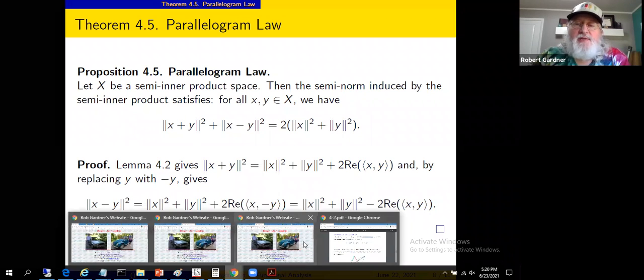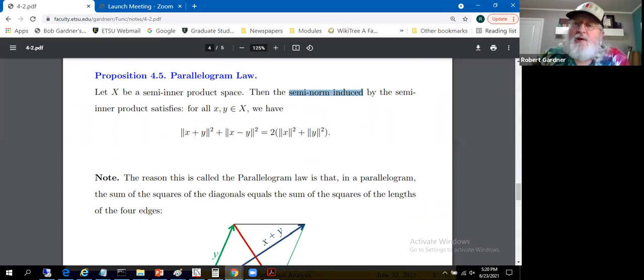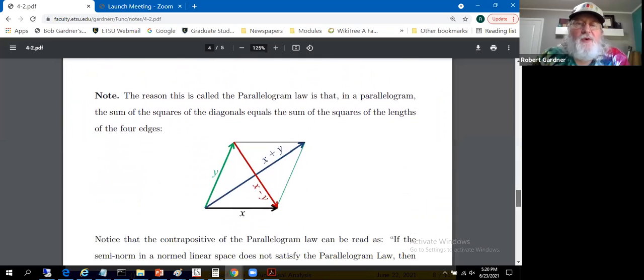Let's look at the notes and see why in the world it's called a parallelogram law. A result from Euclid, about 2,300 years ago, says if we have a parallelogram, then the sum of the squares of the diagonals equals the sum of the squares of the lengths of the four sides. The length of this diagonal would be the norm of x plus y. The length of the red one would be the norm of x minus y. This side has norm y, and since it's a parallelogram, this side over here also has norm y. This side has norm x, and the top also has norm x as its length.